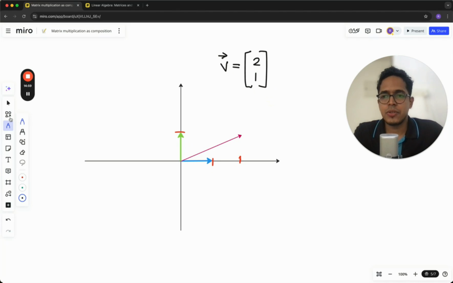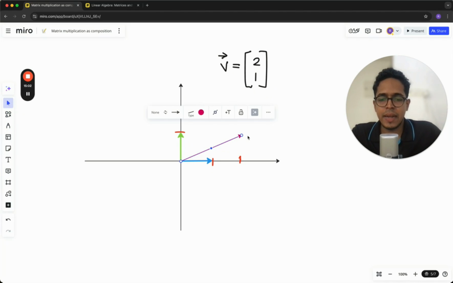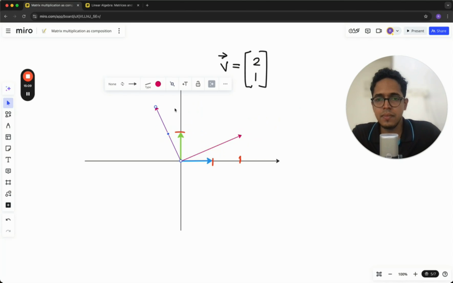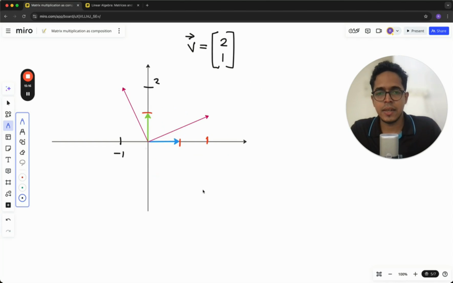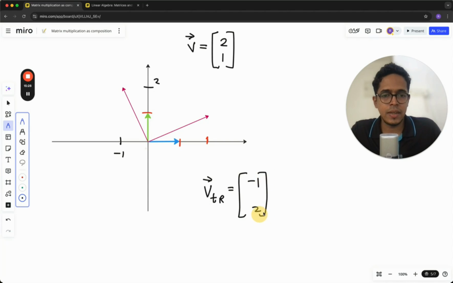Now, what happens to this vector if we rotate it by 90 degrees counterclockwise? It ends up becoming something like this. So here, this will be -1 and this will be 2. So after rotation, let's say vector v after transformation Tr, Tr for rotation transformation, will be -1, 2. So we saw this earlier. I'm just writing down the final position of the vector, right?